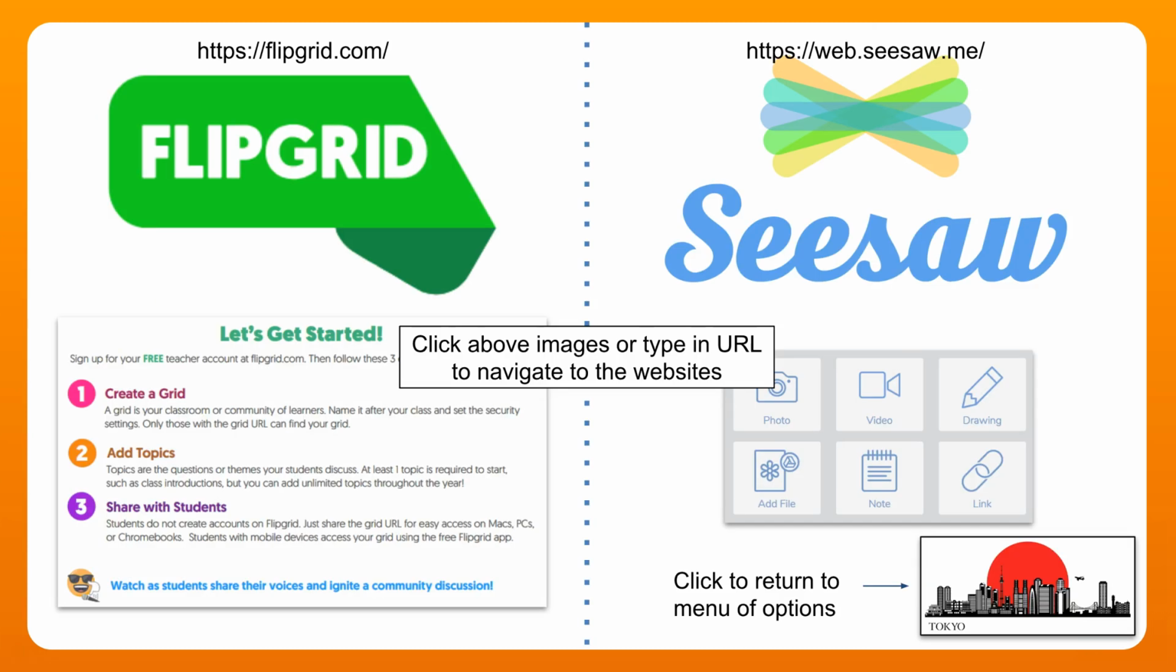Flipgrid and Seesaw stand out from other formative assessment sites because they allow for video response, which could be great for reflections or even summarizations. Flipgrid is more simplistic than Seesaw, which may appeal to teachers who are only looking for video responses. Seesaw is a bit more complex, and it allows for photo, drawing, audio, and upload responses.